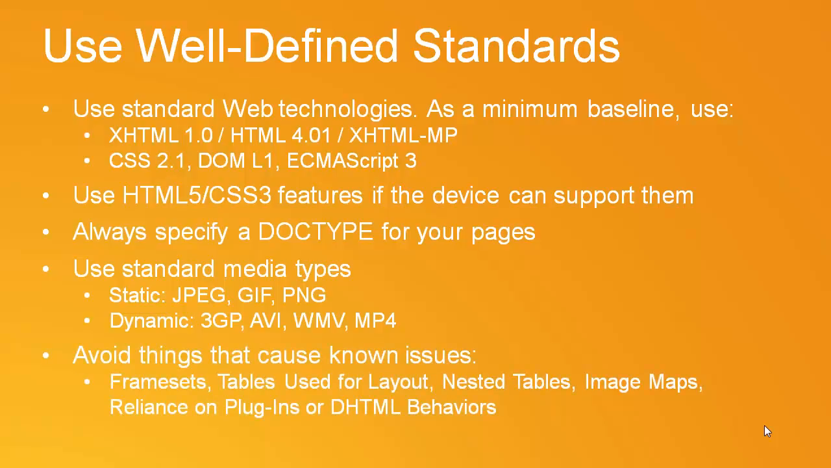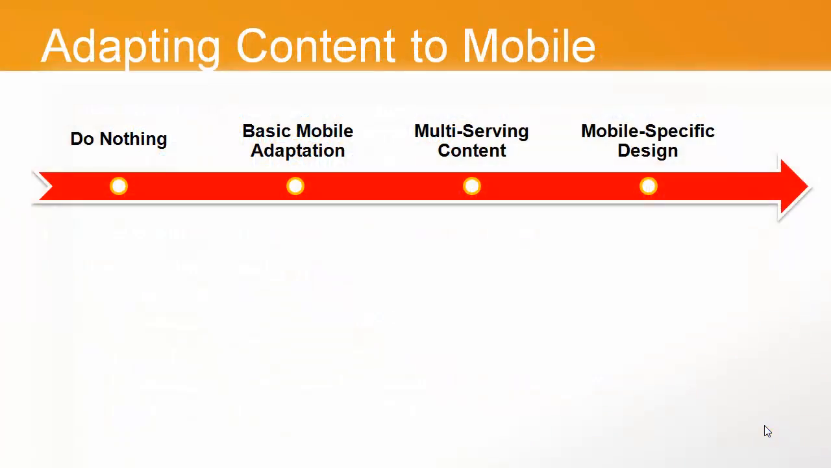Like frame sets and tables used for layouts, or nested tables, or image maps. These are things from the past that you should already move on from on your desktop, and specifically for the phone, because their screen real estate is very small, and then you are going to end up having applications that pan out and then have to get clipped. So you want to move away from reliance on plugins or the HTML behaviors, because those things are not supported on the phones or most of the phones.